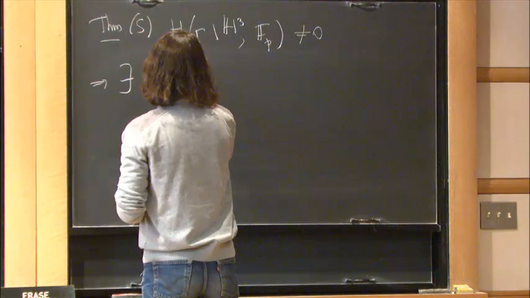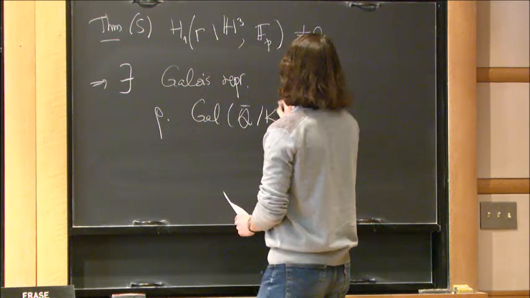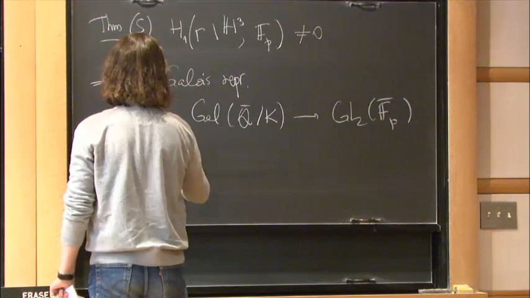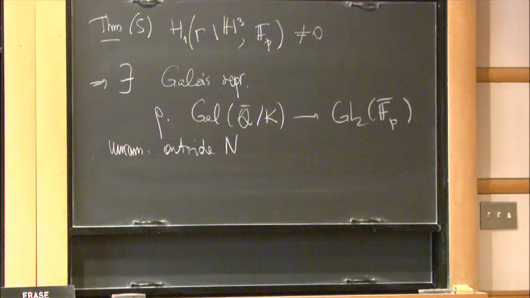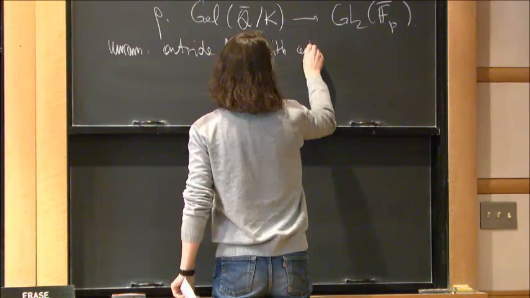There exists some Galois representation of the absolute Galois group of this imaginary quadratic field going to GL2 FP bar, which is unramified outside this level n where I choose my n. With certain properties that I'm about to explain.